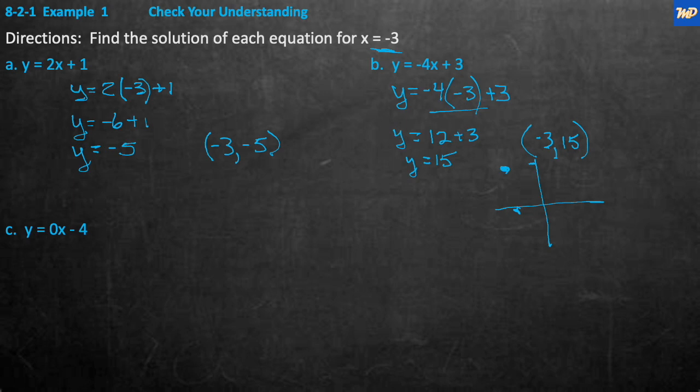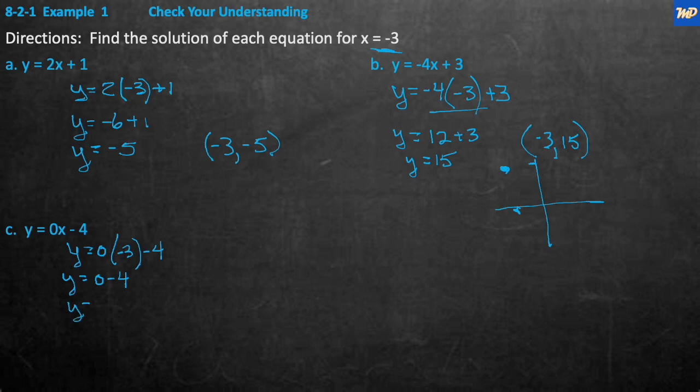Y equals 0x minus 4. This is going to be interesting. So we're going to substitute minus 3 in for x. So y equals 0 times minus 3 minus 4. Well, when we do the multiplication, 0 times minus 3 is 0. Minus 4 is minus 4.